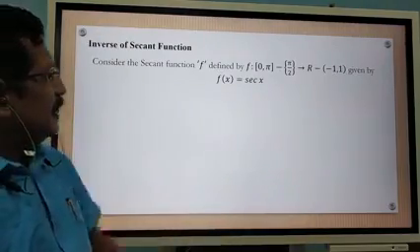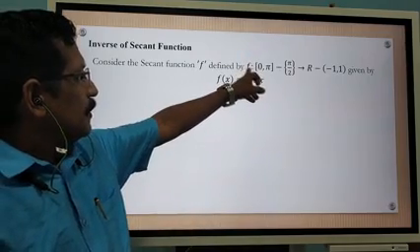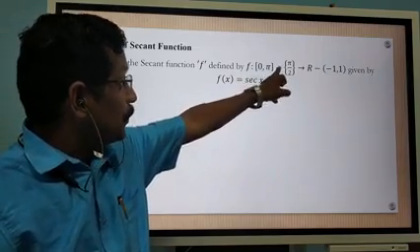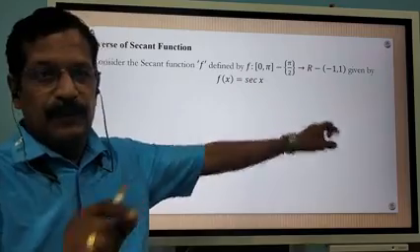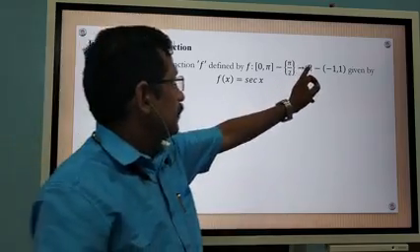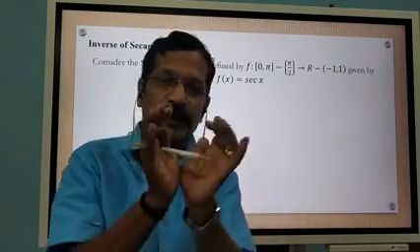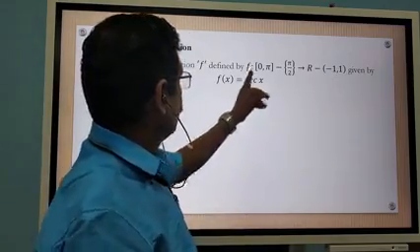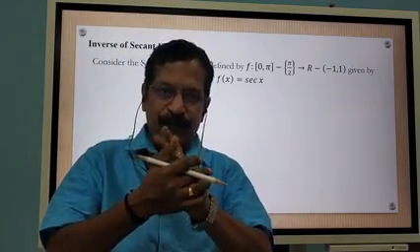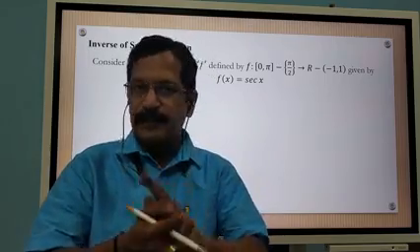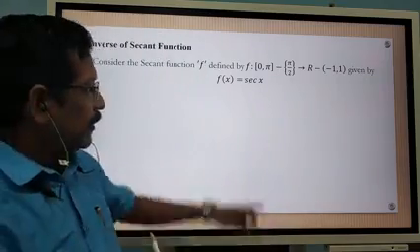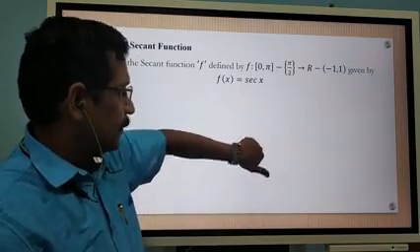Consider the secant function f defined by f from the closed interval 0 to pi, from which pi by 2 is removed, to R minus the open interval minus 1, plus 1, given by f of x equal to secant x. Of course, we remember the graphs of sine, cosine and tangent functions. The secant function you may not remember. So, with the help of the graph, I shall explain this once again.